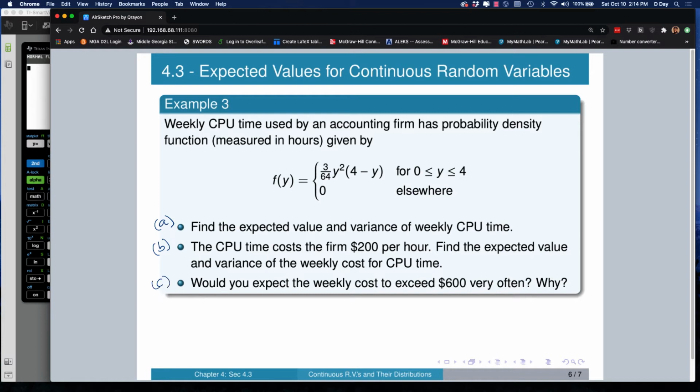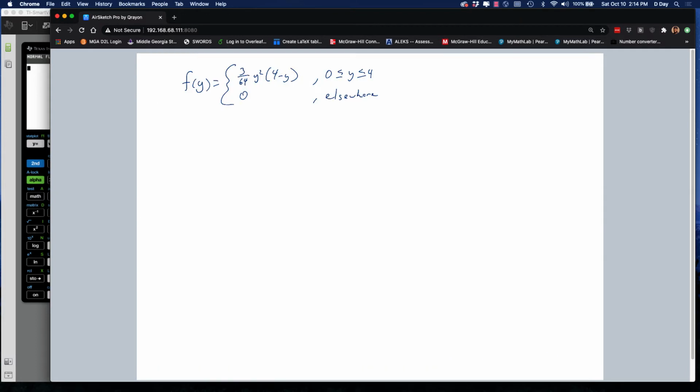So finding the expected value and variance of the weekly CPU time. So how many hours on average of CPU time is being used according to this? All right. So we'll go on over to the next page to do that. I've already got the little PDF function written out here, and they want us to find the expected value of y and the variance of y.